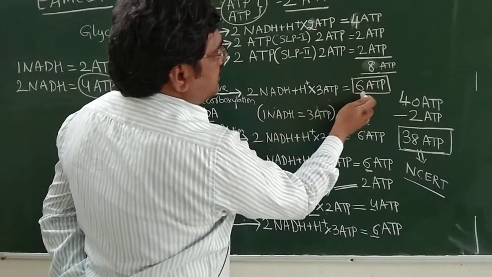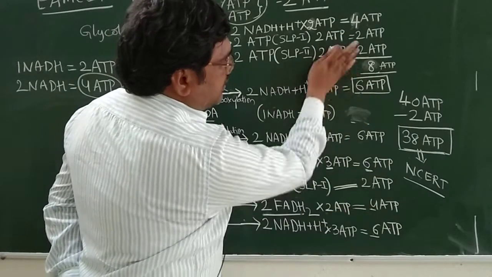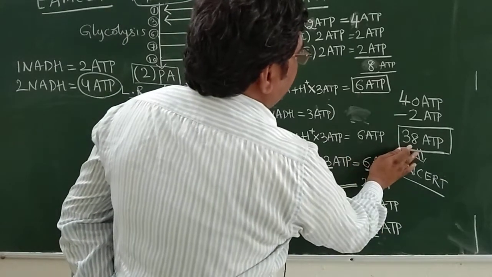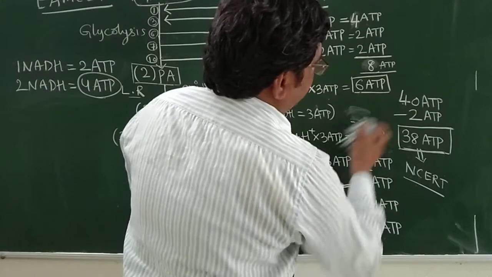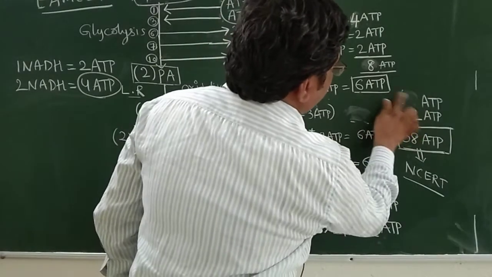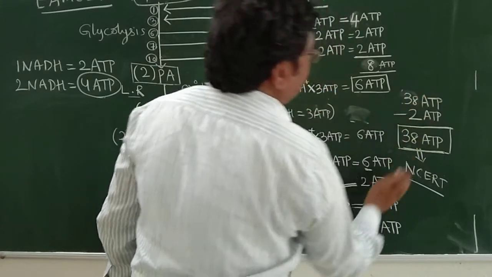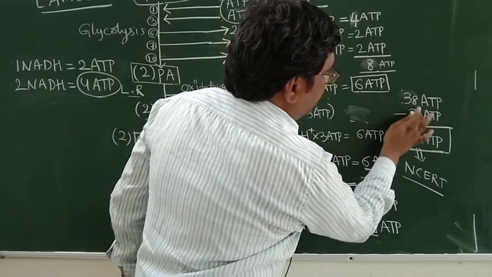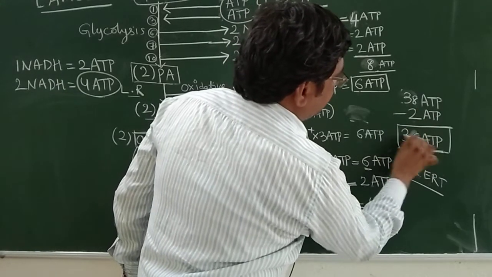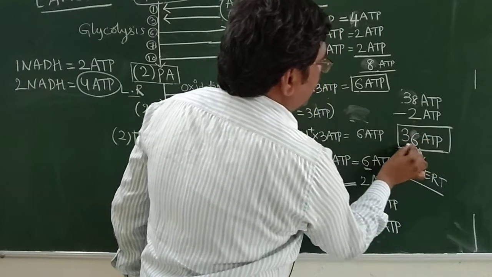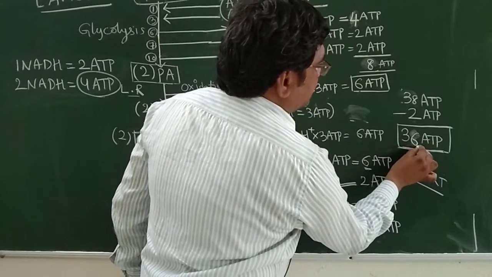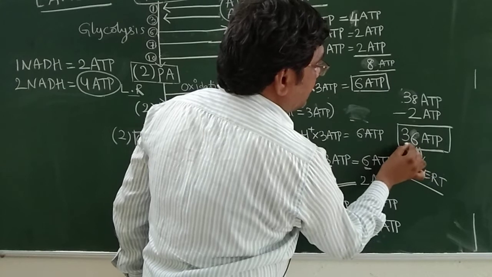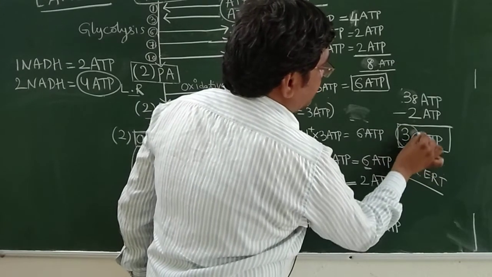Okay na? Next 8 plus 6, like this you have to calculate the complete count of the ATP numbers, and then you get 38 ATPs. Here 38 ATPs are produced. 38 minus 2, that is 36 ATPs. Okay na? So according to the MSET entrance exam, based on the Telangana state second year botany, 36 ATPs are produced.